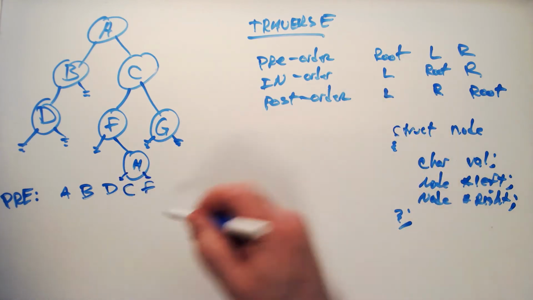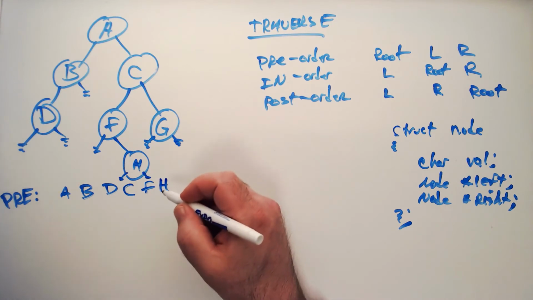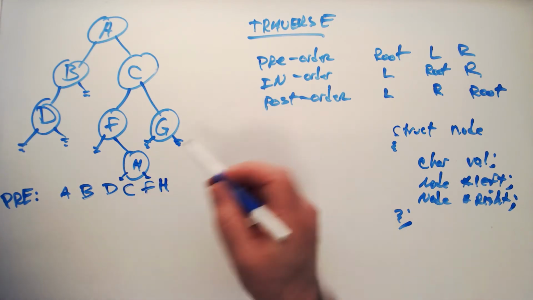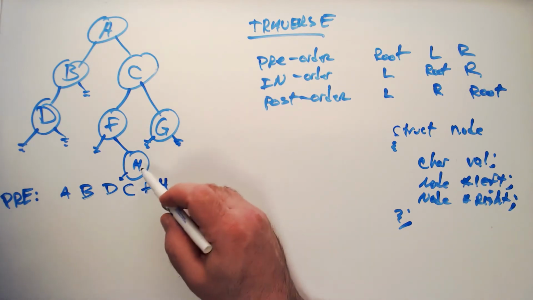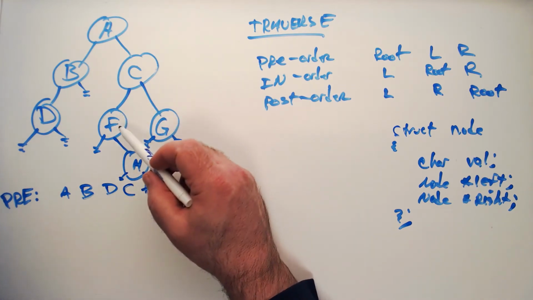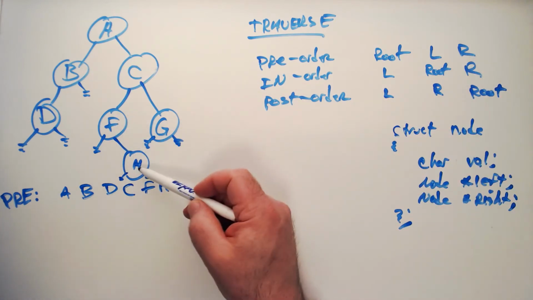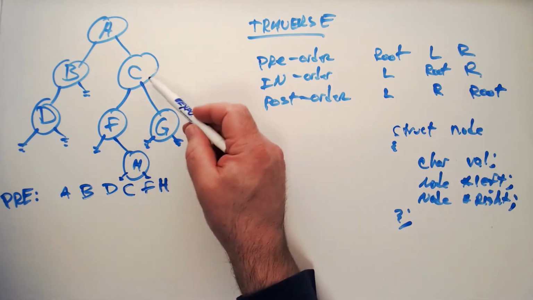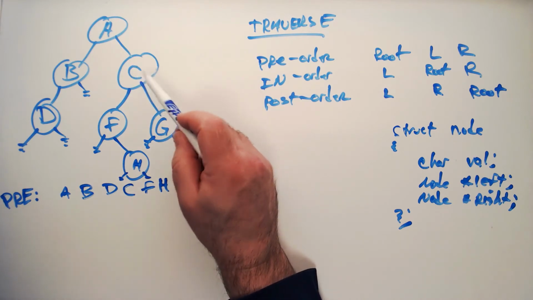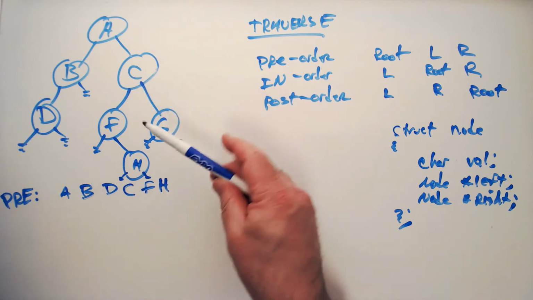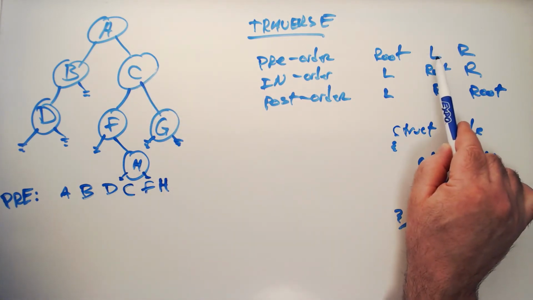H says, what do I do first? Visit myself. Print out my value. Visit the left, nothing to do. Visit the right, nothing to do. He's done. He returns to work already in progress at F. F just finished processing its right child, so he's done and returns to the work already in progress at the subtree, I should say, rooted at C, who just finished processing its left child.